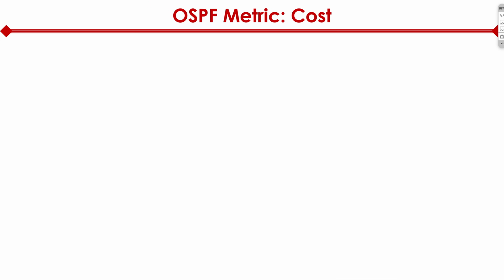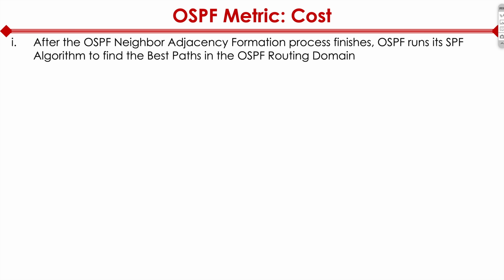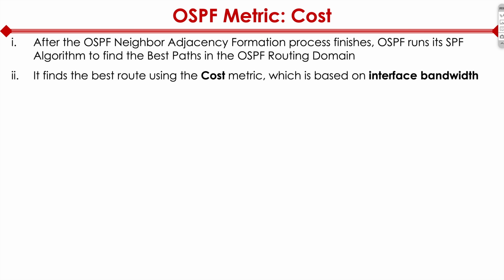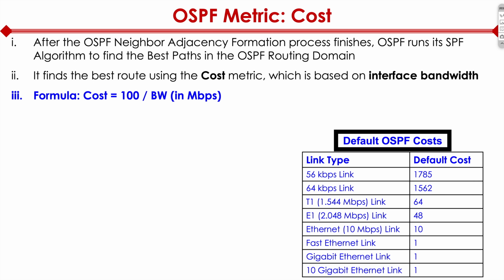Now let's quickly talk through the OSPF metric called cost. Once the neighbor adjacency is done, like we talked about a moment ago, OSPF runs its SPF algorithm to find the best path to the destination. To find the best path, it uses a metric called cost, and it's based on interface bandwidth. The formula is cost equals 100 divided by bandwidth in megabits per second.